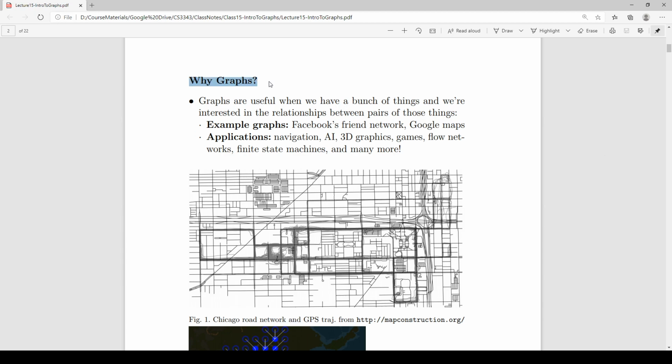So why graphs? Why are we interested in these things? Well, they're useful in a bunch of situations, but to put it as generally as I can, if you've got a bunch of things and you're interested in the relationships between pairs of those things, graphs might be what you want. There's a good chance graphs are relevant. Some example graphs like Facebook or whatever your favorite social media platform is, the follows and friends on that social media platform are actually a kind of graph. You know, A links to B, B links to C, that kind of stuff, right?